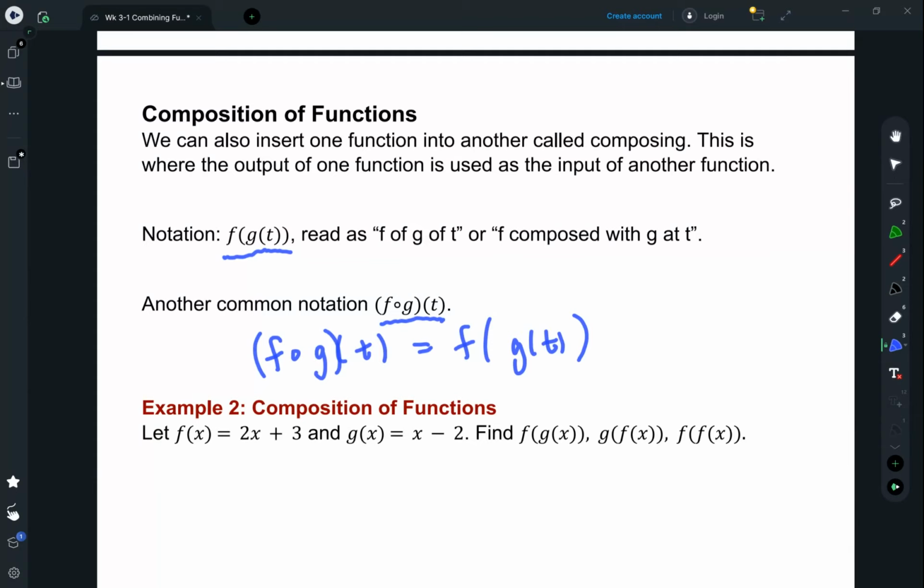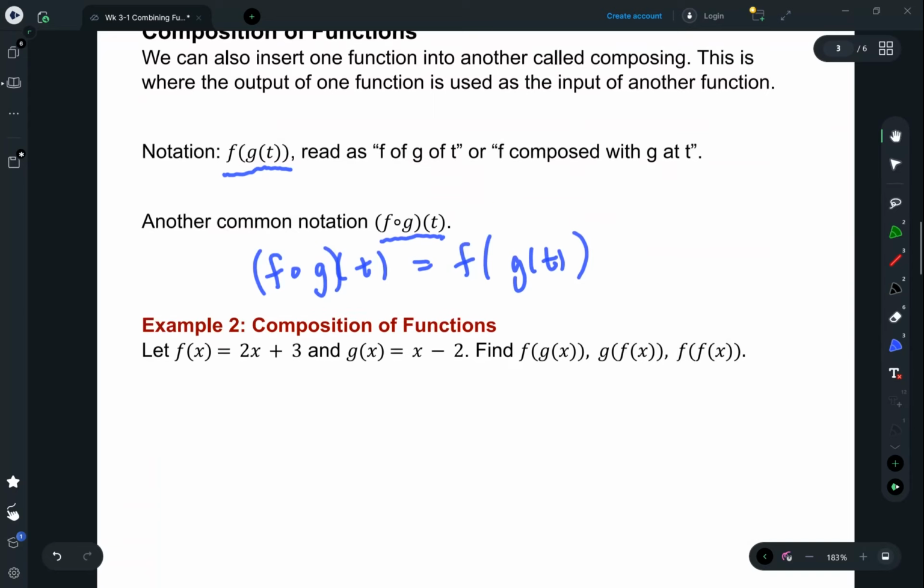Let's look at an example of how this works. So let's let our f of x be equal to 2x plus 3, and our g of x equal to x minus 2. So we're going to find a whole bunch of different function compositions because we can compose them any way we want. We're going to put g into f, or f of g. We'll put f into g, and we'll put f into f. Let's do the first one.